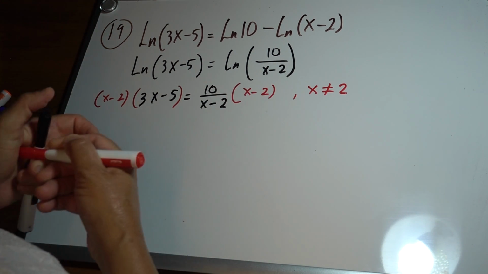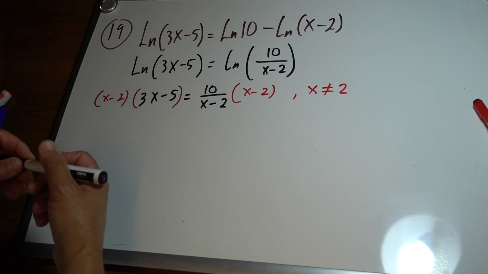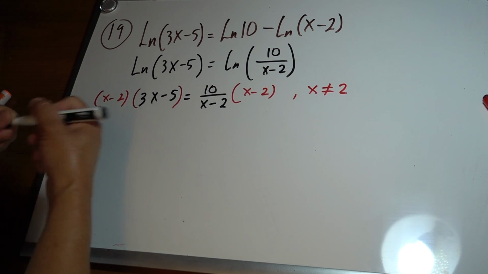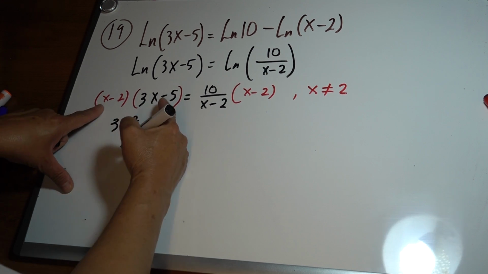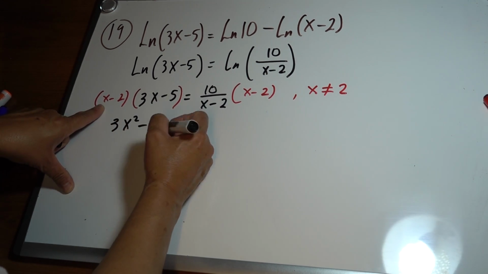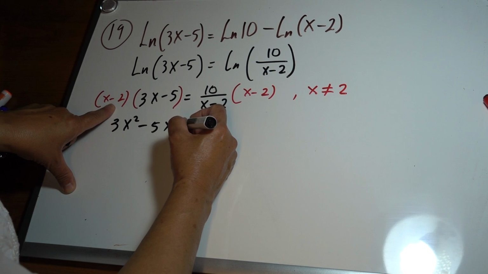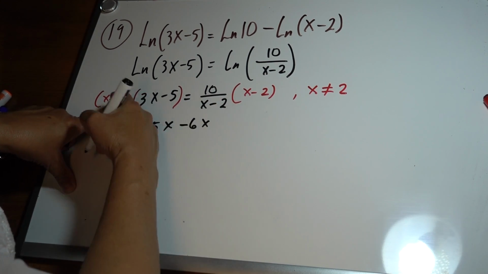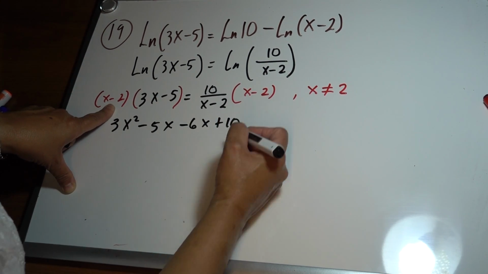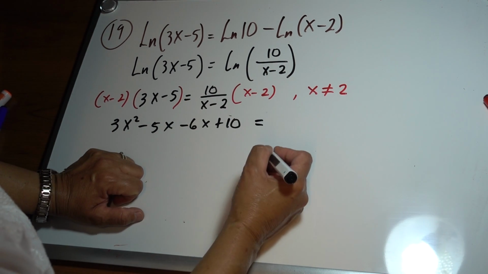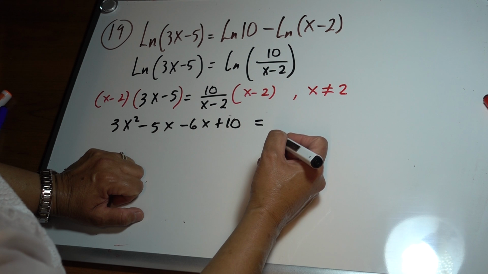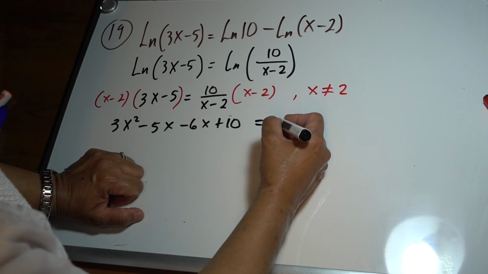Okay, so we continue. On this side, we're going to use FOIL. We have x times 3x is 3x squared. X times negative 5 is negative 5x. Negative 2 times 3x is negative 6x. And negative and negative is positive 10. On this side, we cancel the x minus 2, that's what we multiplied by. So it's 10.